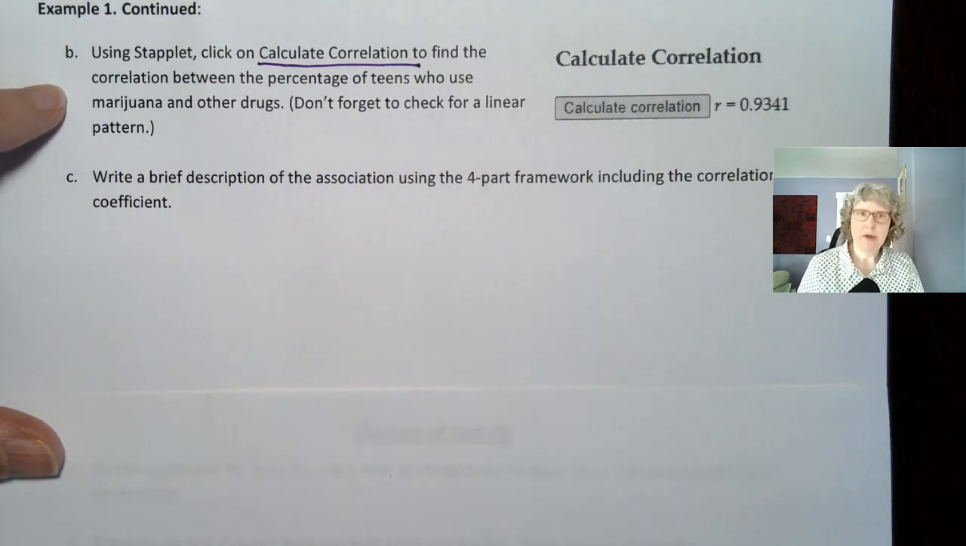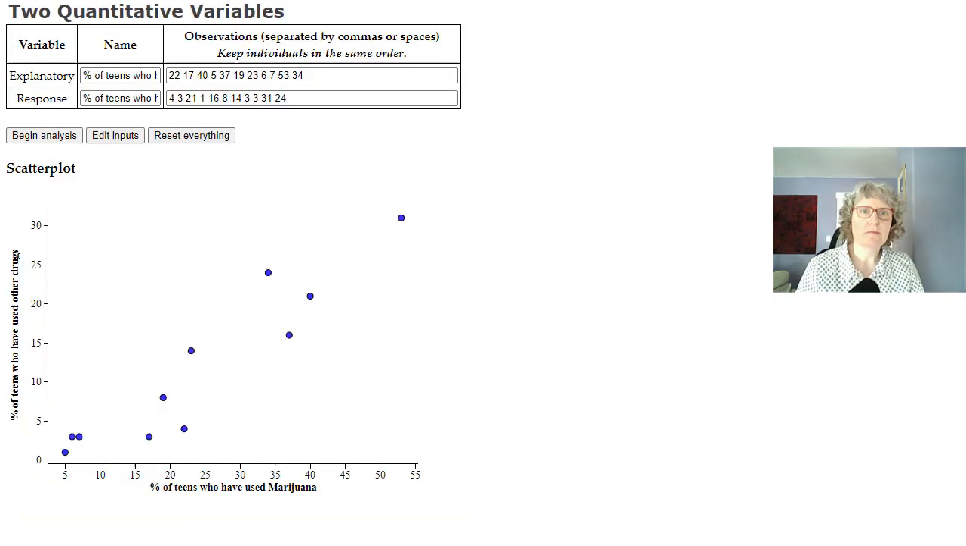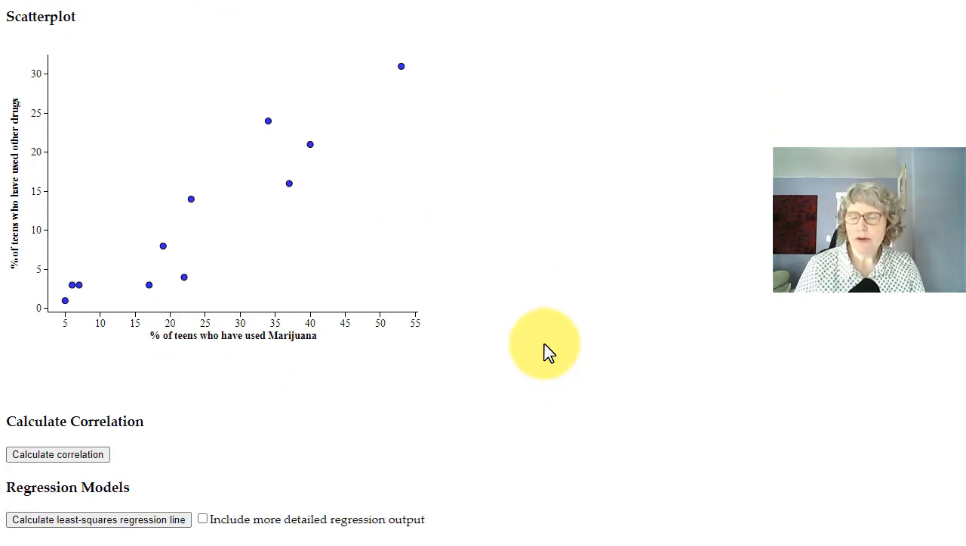Okay, so let me go back to the applet. Okay, so we had already been this far. We put in our names, our titles for the X and Y variable. We put in our data. We hit begin analysis. We got this lovely scatter plot. But I don't know, without seeing the number, is it strong? It looks fairly strong to maybe moderate, but let's see. So the next button down is Calculate Correlation.